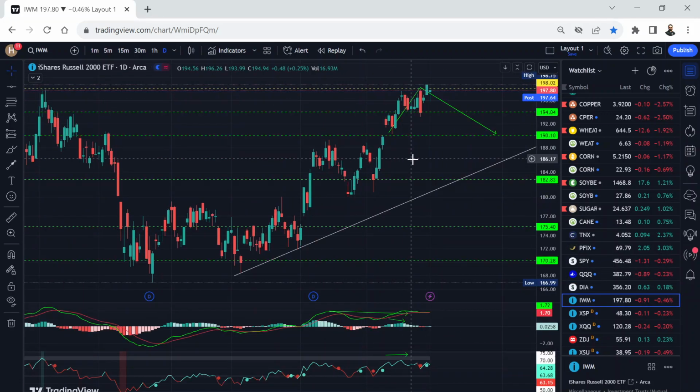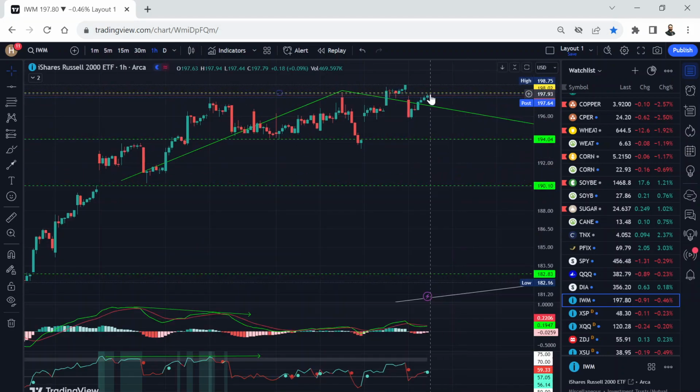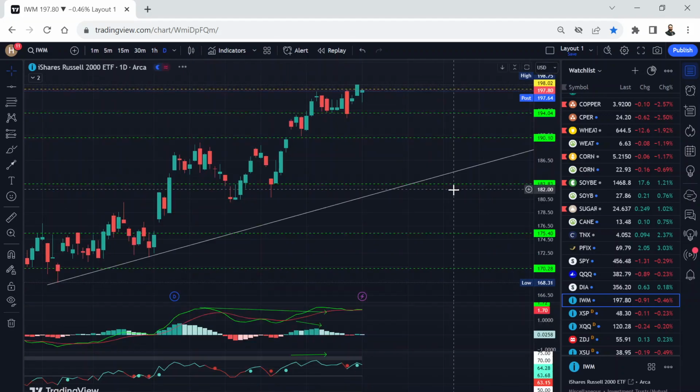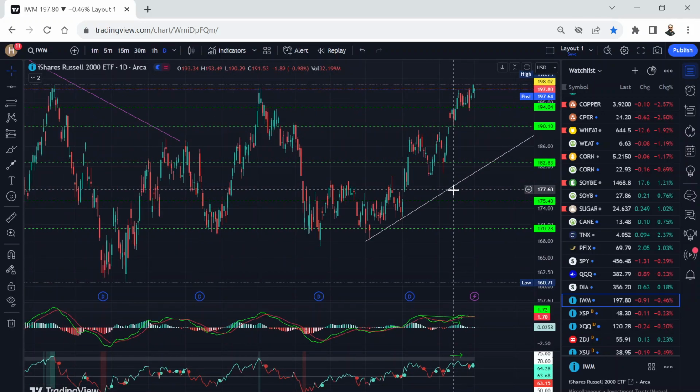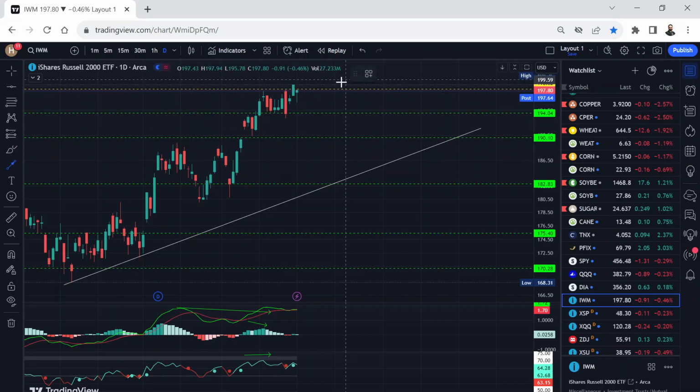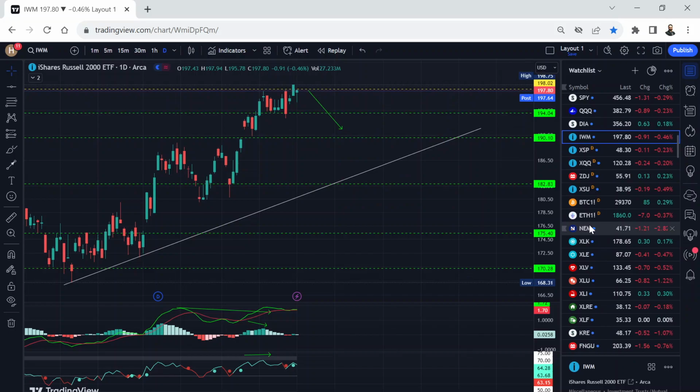IWM, Russell 2000, looks like, let's go to the 1 hour chart. This gap is almost filled, so it looks like a little bit more upside there. That's possible, but if I show you the daily chart, all these gaps are downside. Also this trend line here. So looking for lower prices before we go higher. So I think seasonality should play out. So be very careful. Look to take profits very, very fast.